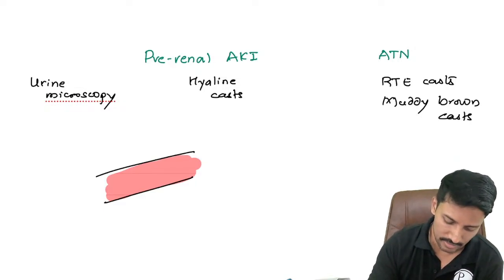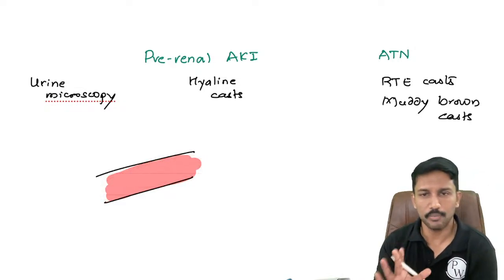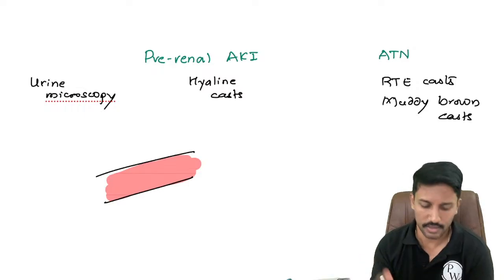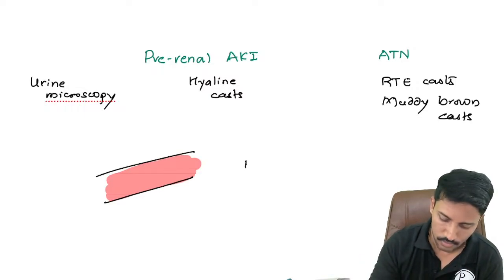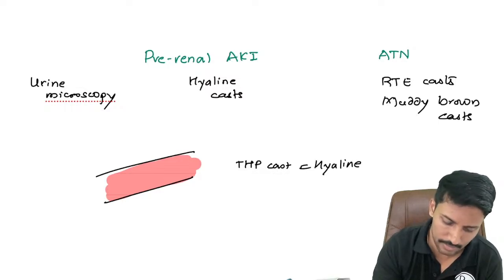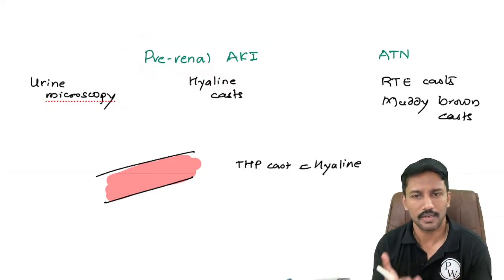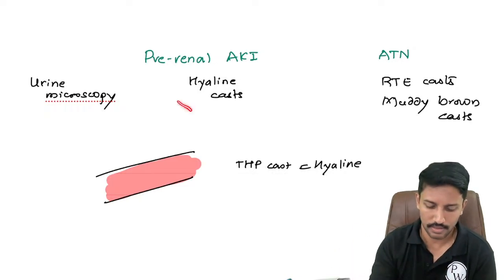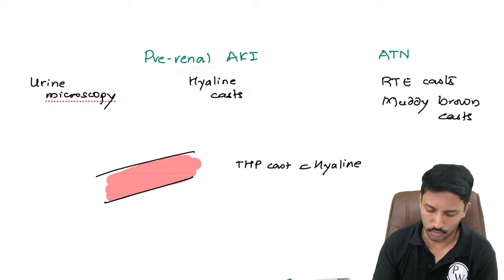collecting ducts and taking its shape. That is a cast. A simple Tamm-Horsfall protein cast is called a hyaline cast, which is seen in normal individuals, and pre-renal AKI is nothing but decreased blood flow, otherwise the kidneys are fine. We'll see hyaline casts there for sure.